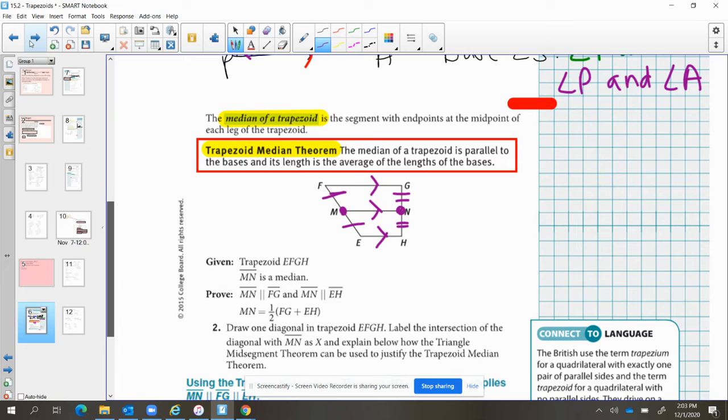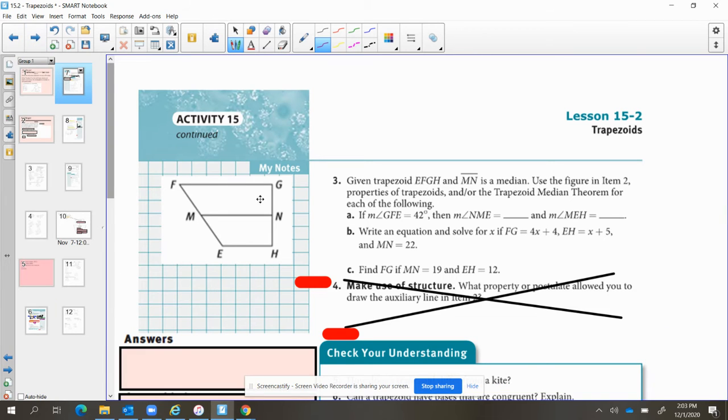Okay, so using that information, we have that same figure now on page 210. You definitely want to draw this picture in your notes so you can follow along. Now in part A, they're telling us that angle GFE, this angle right here, is 42 degrees. We now want to know what NME is, this angle right here, and then eventually MEH.